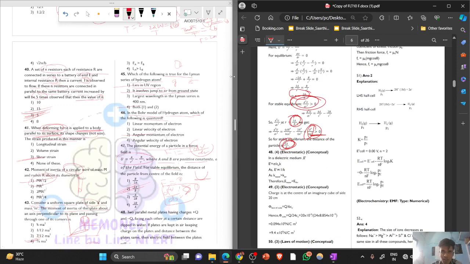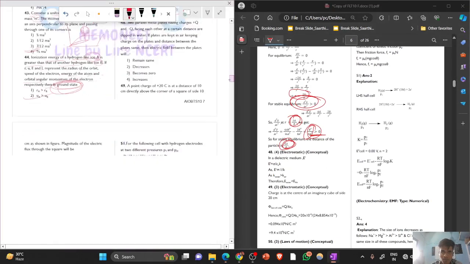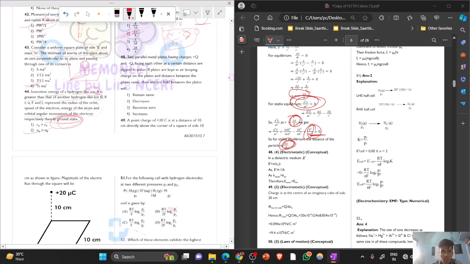Now moving ahead. Two parallel metal plates have charges, kept at a certain distance, and are dipped into water. The plates were kept in air, keeping the charge on a plate constant. The distance between the plates stays the same. What is the electric field between the plates? You just need to understand that once it is dipped into a material, the electric field decreases by a factor of epsilon r. It is asking about the electric field between the plates after dipping.